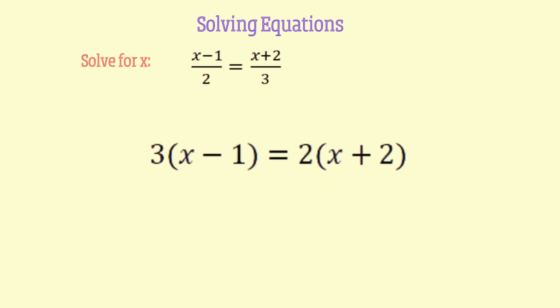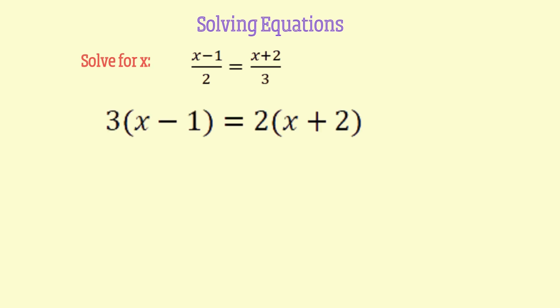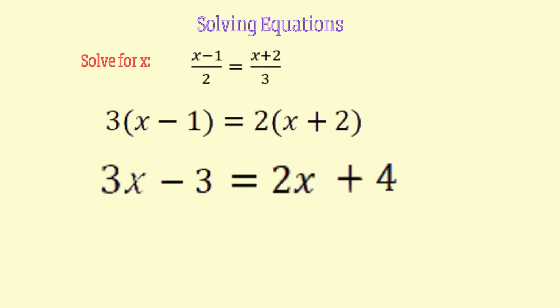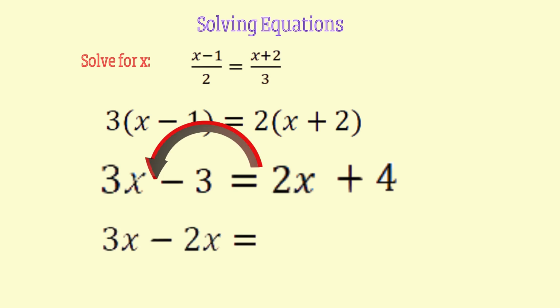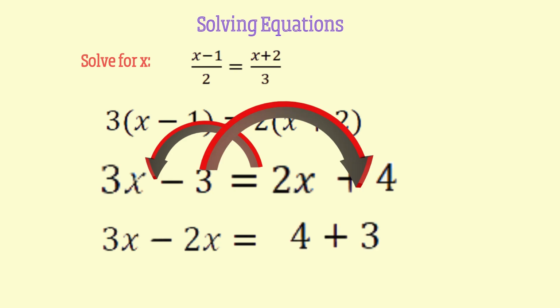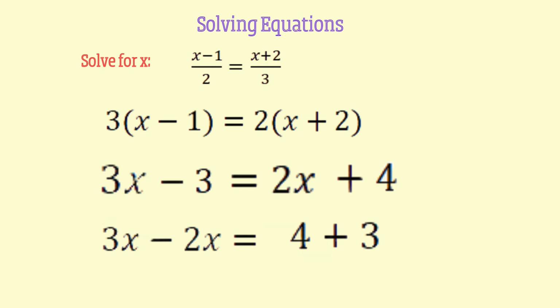We can expand the brackets by multiplying the terms inside by the value outside. We will multiply each term in the first bracket by 3. 3 times x is 3x, and 3 times minus 1 is minus 3. On the other side, we will multiply both terms inside the brackets by 2. So 2 times x is 2x, and 2 times 2 is 4. We can now group like terms by grouping the 2x on the left. The sign will change to negative 2x. Similarly, negative 3 grouped on the right will change to positive 3. 3x and 4 remain as they are since they didn't switch sides. So we end up with 3x minus 2x equals 4 plus 3. Hence our solution is x equals 7.